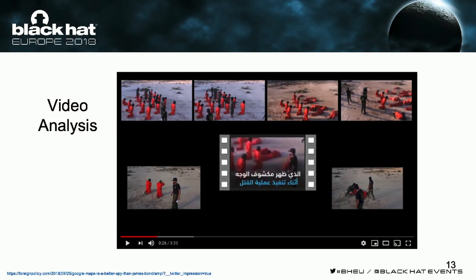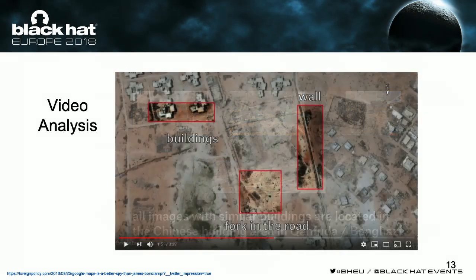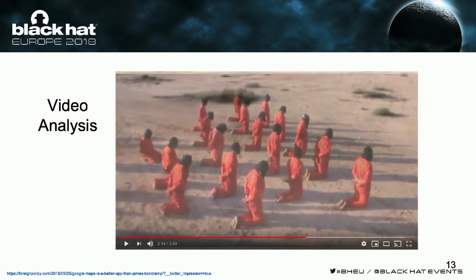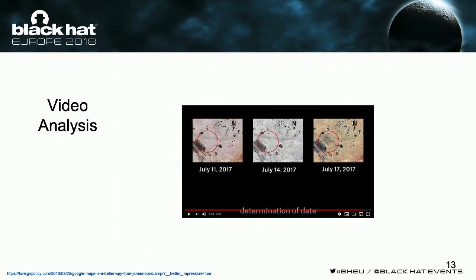Okay? And to do that, the first question, where the video was recorded, you can use images from Google Maps and correlate with the buildings, roads, and buses in the video to get the location of the video. When you get the location, you can know when the video was recorded, okay? To get this information, you can use the blood spots on the ground. And thanks to the Google History database, you can compare and get when the video was recorded.